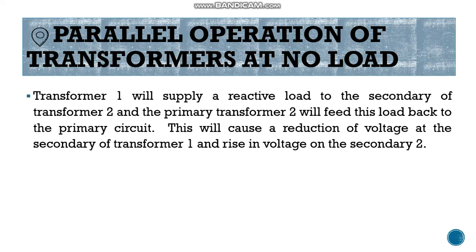Transformer 1 will supply a reactive load to the secondary of transformer 2, and the primary of transformer 2 will feed this load back to the primary circuit. This will cause a reduction of voltage at the secondary of transformer 1 and rise in voltage at the secondary of transformer 2. So this is the overall operation of transformers at no load. And that would be the end of my report.